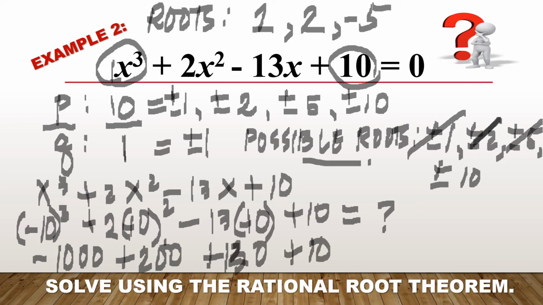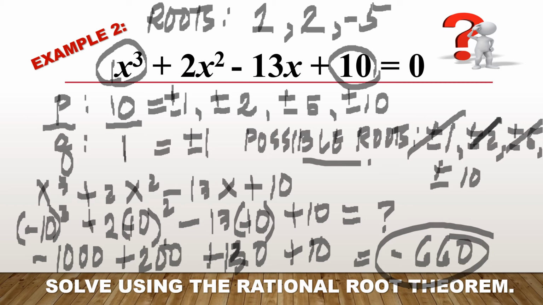Will this give us 0? So negative 1,000 plus 200 is negative 800 plus 130, it's negative 670 plus 10. So the answer is negative 660. So obviously, it's not 0. Therefore, negative 10 is not a factor. Negative 10 and positive 10 are not factors.